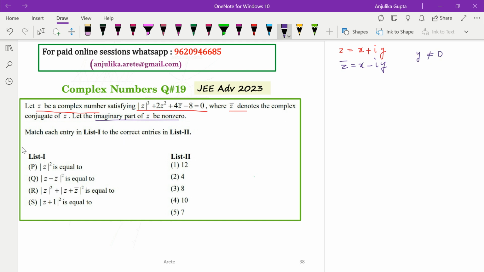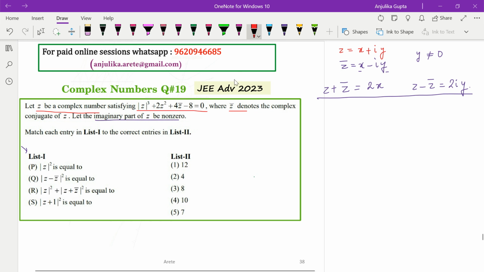Now we need to match list 1 to list 2. That means I need to know what my z is. For that, I need to know what my x value and my y value are. One thing is for sure: when you add a complex number to its conjugate, you get 2 times its real value. If you subtract them, you get 2 times i times its imaginary value. So we are going to use all these things.